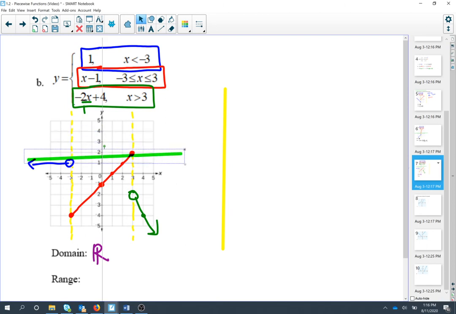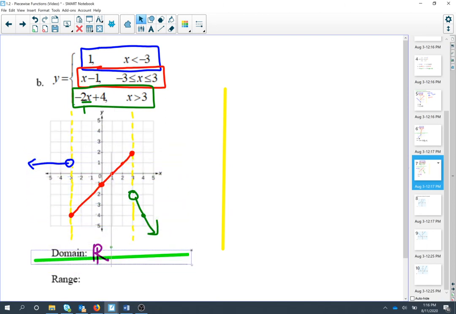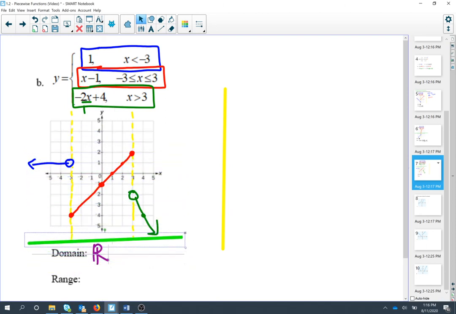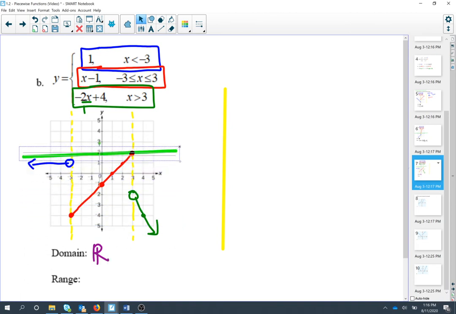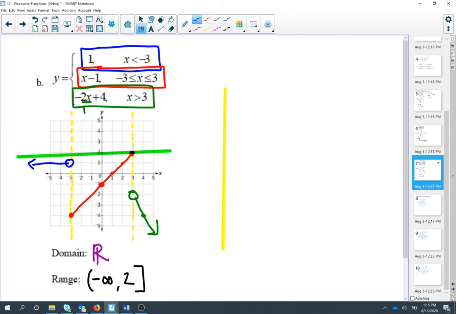So your range goes the whole way down to negative infinity because that green part points down. But it only comes up to here, which has a dot, and that dot is at 2. So our range is going to be from negative infinity up to 2, and then that 2 has a closed dot, so we're going to put a bracket because we're actually touching.